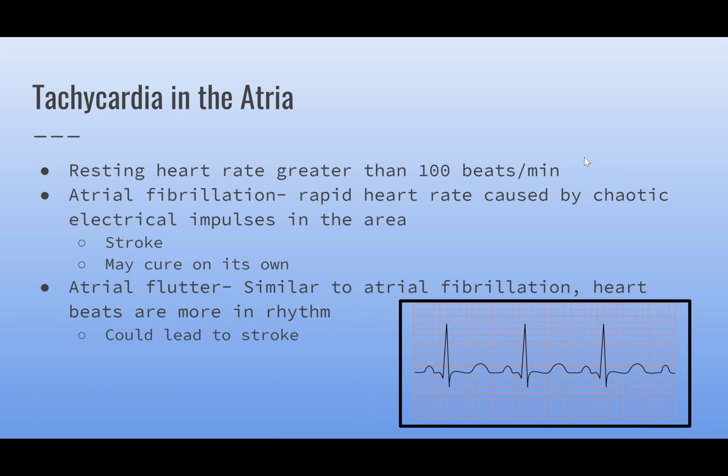Most of the time, when people get it, it's usually due to some type of trauma. Usually the heart can correct itself on rhythm and it might cure on its own, but if not, it could possibly lead to stroke. So anyone that might be experiencing that would then have to go and see a doctor about it. Atrial flutter is very similar to atrial fibrillation. It's still a very rapid heart rate, but this time it actually has a rhythm to it. And this also could lead to stroke if untreated.